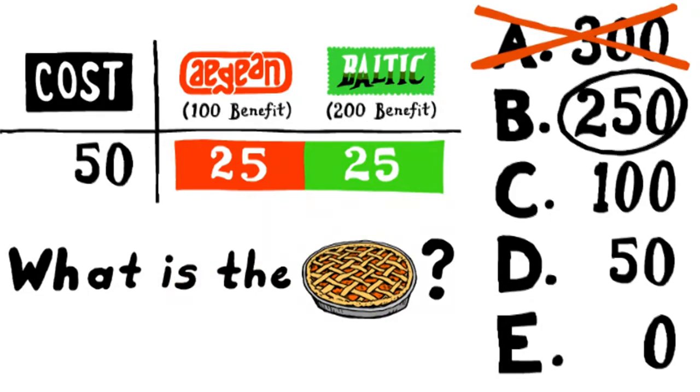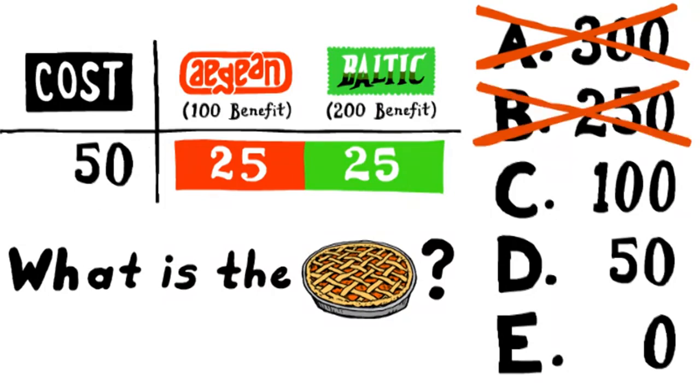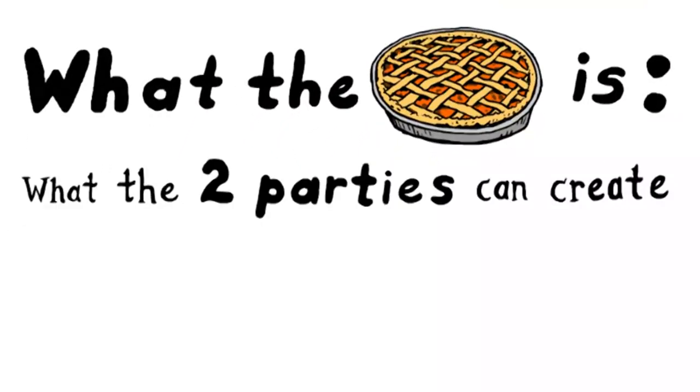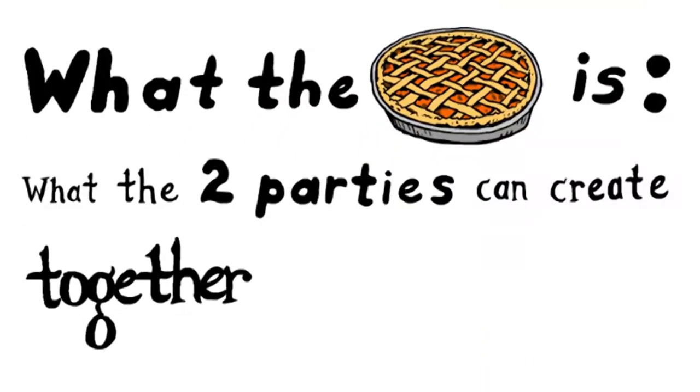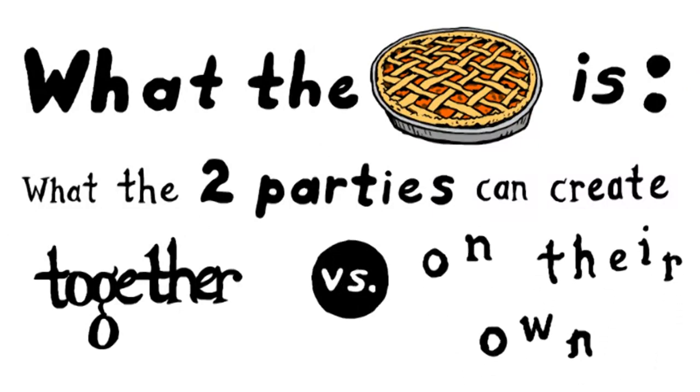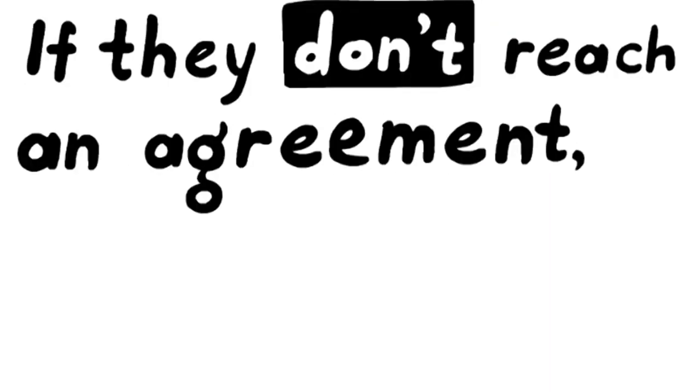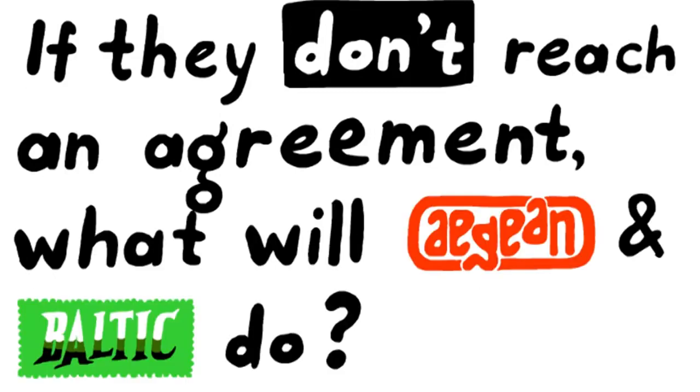The 300 total benefits net the 50 cost. But that isn't the pie either. Recall the definition of the pie. What the two parties can create by working together compared to what they can get on their own. 250 is one piece, what they can create by working together. But what can they create on their own? If they don't reach an agreement, what will Aegean and Baltic do?